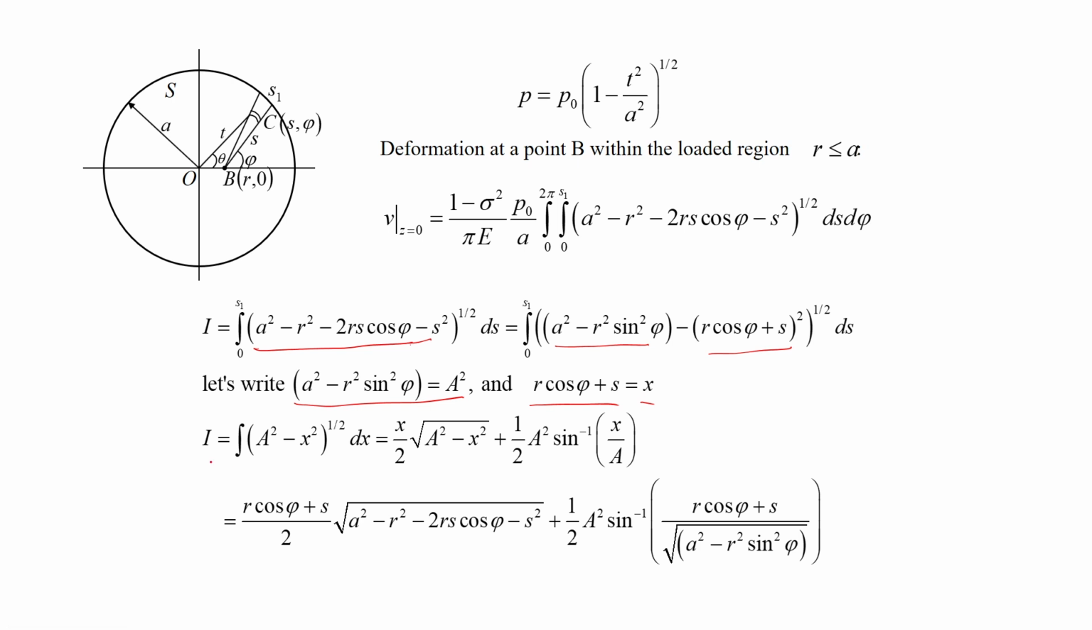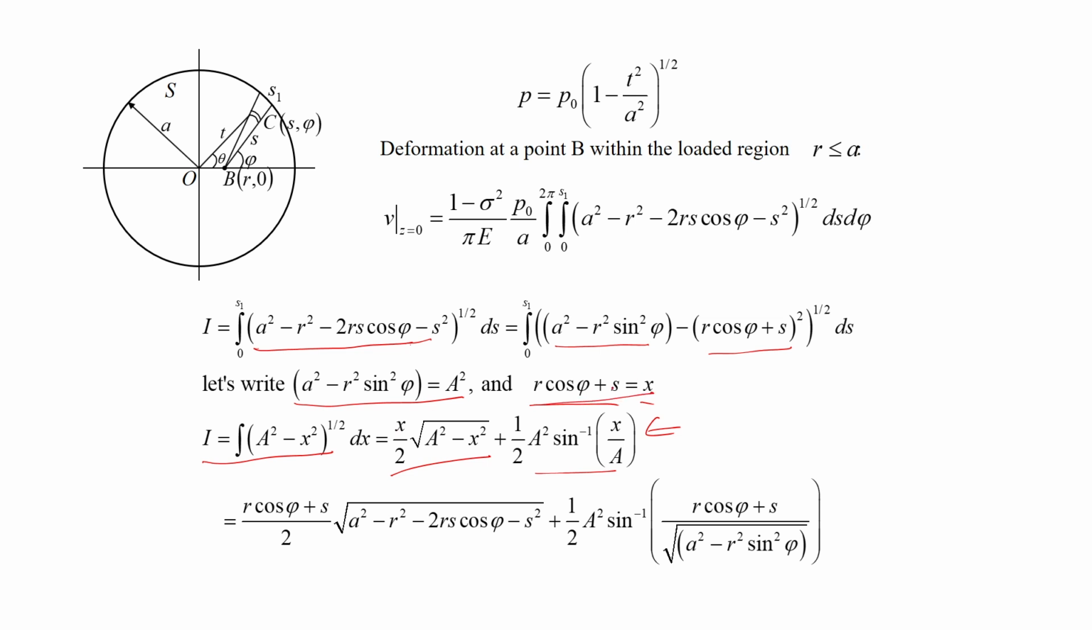So, therefore, what I have is the square root of a square minus x square. The integration of this quantity is given as x by 2 square root of a square minus x square plus a square by 2 sin inverse x by a. That is a known result, which one can get from a maths handbook. Therefore, we can substitute the expression for x from here.